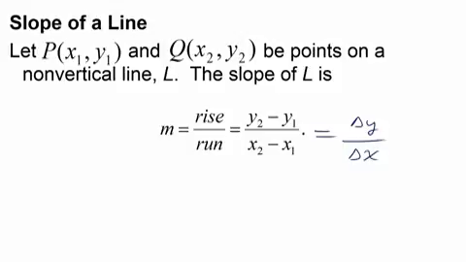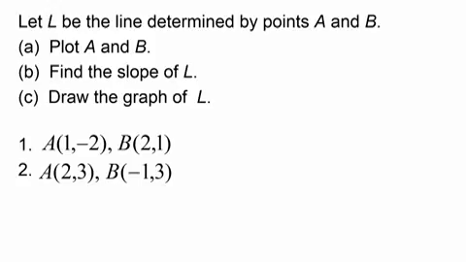Remember also that parallel lines are lines that have the same slope, and perpendicular lines have slopes that are negative reciprocals of each other. Let's try a couple of examples. Let L be the line determined by the points A and B. A, plot A and B. B, find the slope of L. C, draw the graph of L. And we'll do this for two problems. Our first problem, we have the 2 points 1, negative 2, 2, 1. And the second problem, we have the points 2, 3 and negative 1, 3.